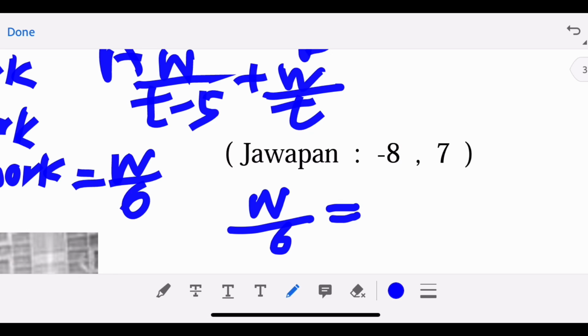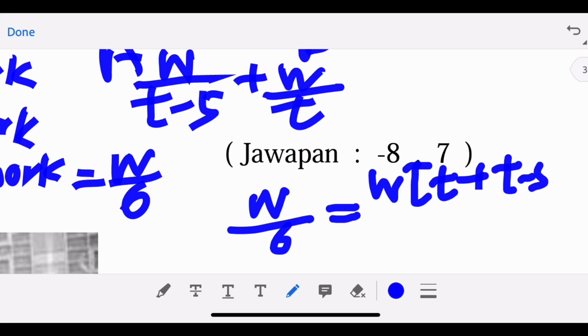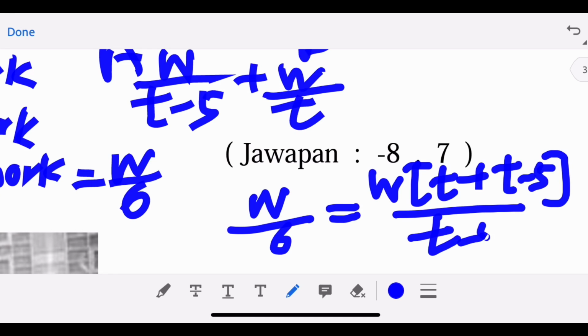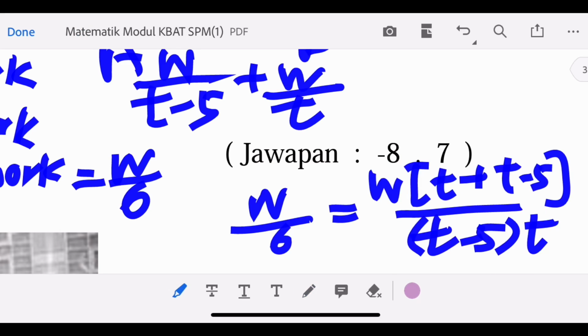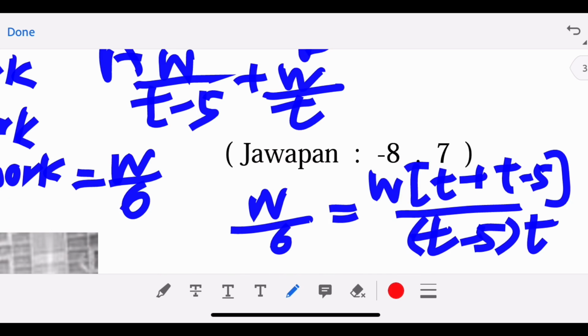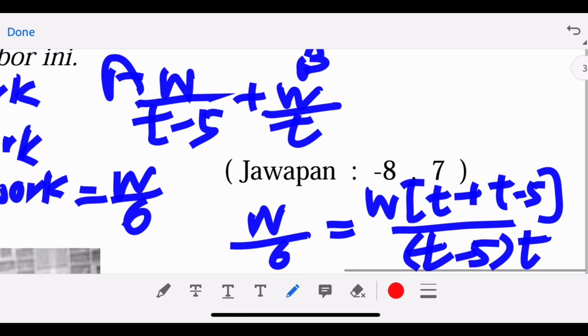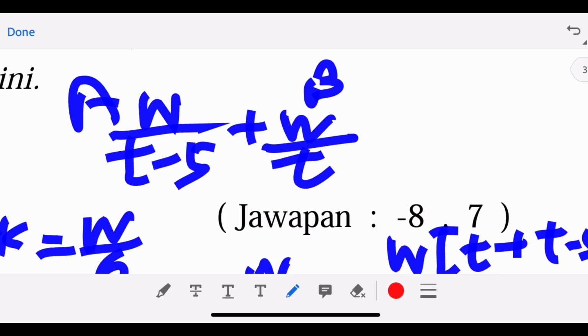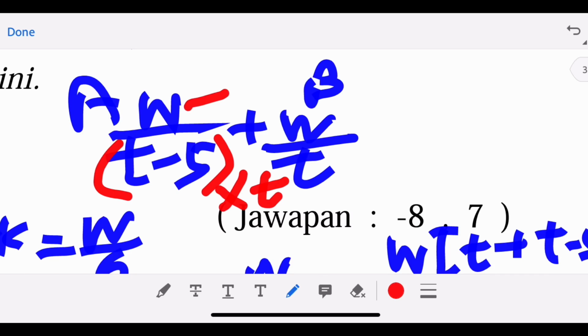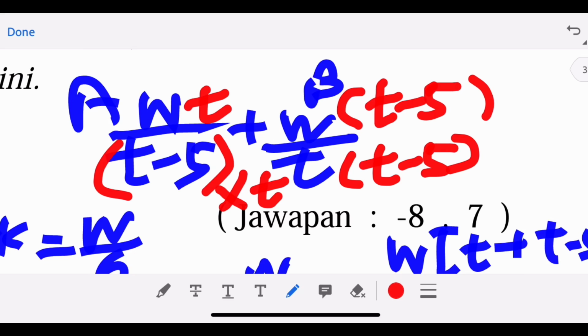Okay, so we will actually equate them. W over 6 should be equal to W over t minus 5 plus W over t, and then you need to simplify, make the denominator the same. That means you times t for A up and down, and times t minus 5 for B up and down. You understand? Make the denominator the same. Okay, now I show you. This one times t, this one times t, this one times t minus 5. This one you have to times with t minus 5.